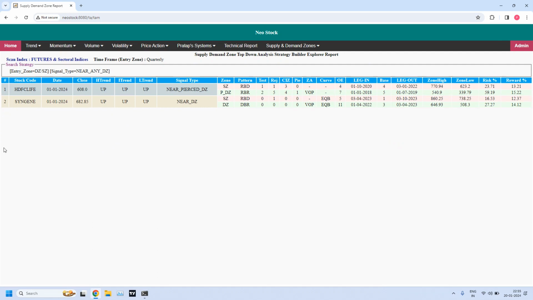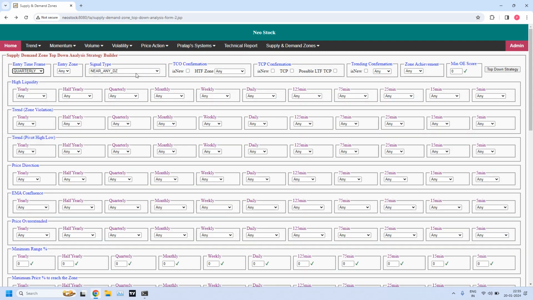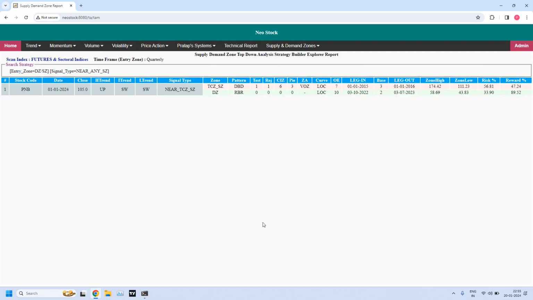So you have to pause the video and analyze the stocks, because I have to go through quickly. Every time, pause the video, and after you study, then you can proceed further. So let me go back, quarterly time frame. Let us find the stocks near the quarterly supply zone. Only one stock is filtered.